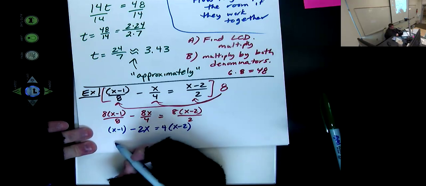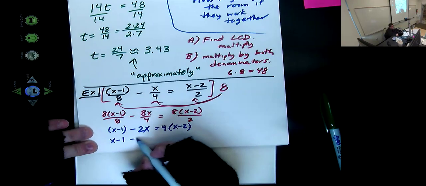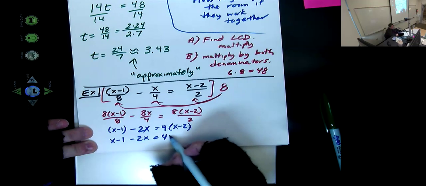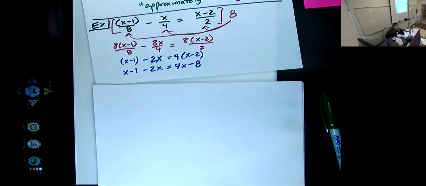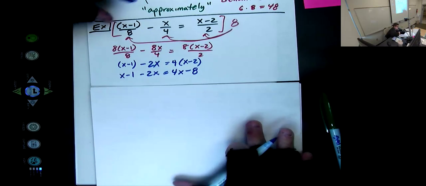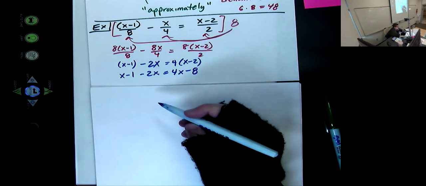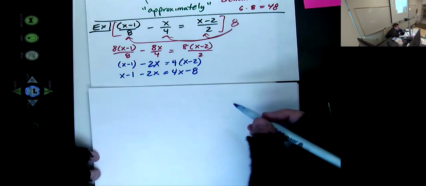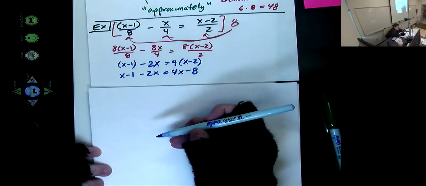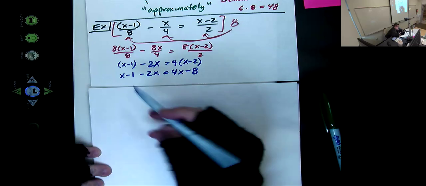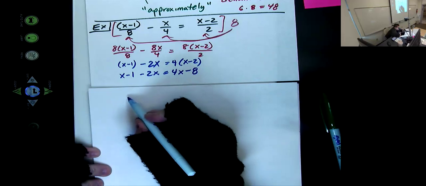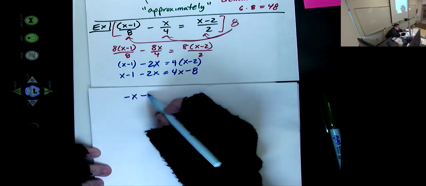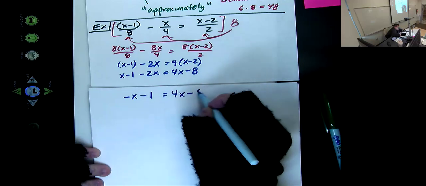There's nothing multiplied by this x minus one, so I don't need parentheses there anymore. And here I will distribute. I've got 4x minus 8. So we're going to combine like terms. x and negative 2x is negative x, negative 1x. And I've got negative 1, and then 4x minus 8 still on the right side.